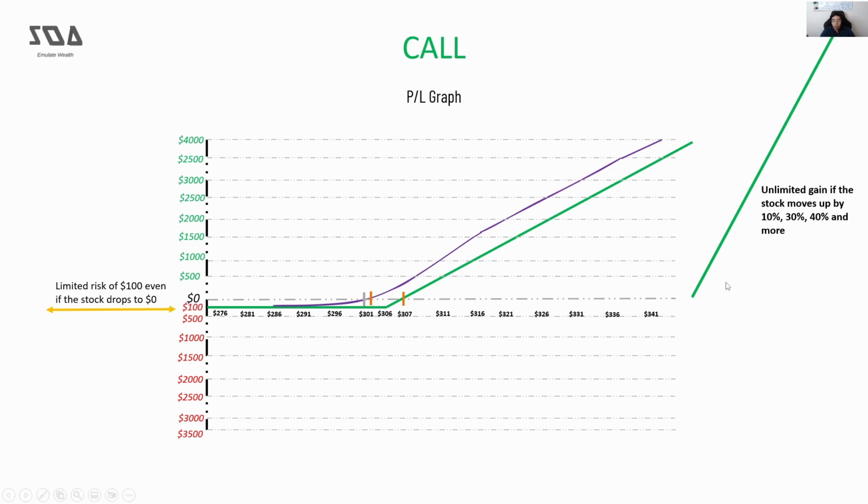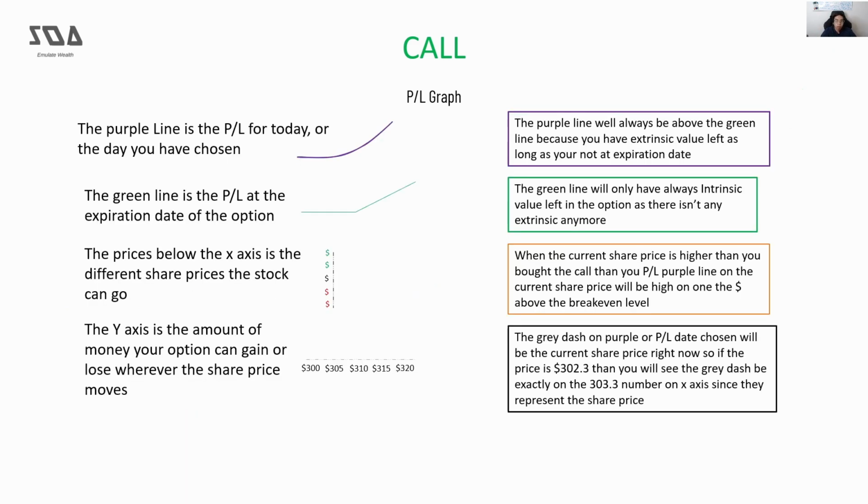That's the good thing about options. And the great thing about it too is that you can have an unlimited gain. Like this could be to 7,000 to 12,000 to 20,000. Like that stock could go up to the moon. You would still be making money. There's no limited cap of how much you can make. It's unlimited, even at the expiration, because you would have intrinsic value, like the stock itself, if the stock moves up by 10%, 30%, 40% or more.